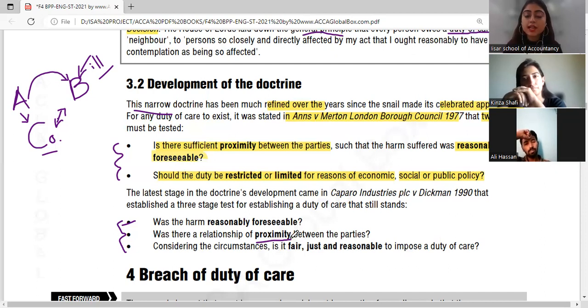Let's recall that case which we studied about a ship. A ship sunk and there was an accident, and all the fuel in the ship floated in the ocean, right? That fuel went to the seashore, and there was a factory working at the seashore with fire, and the factory caught fire because of that fuel. So was that loss foreseeable by the ship company? Were they expecting it? Was that factory in the proximity of that company's accident?